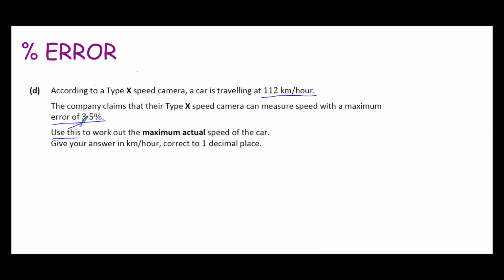Use percentage error to work out the maximum actual speed of the car. Why are they talking about the actual? Because there could be an error in that one. So we have to find out what was the actual. So how do we do a percentage error calculation?